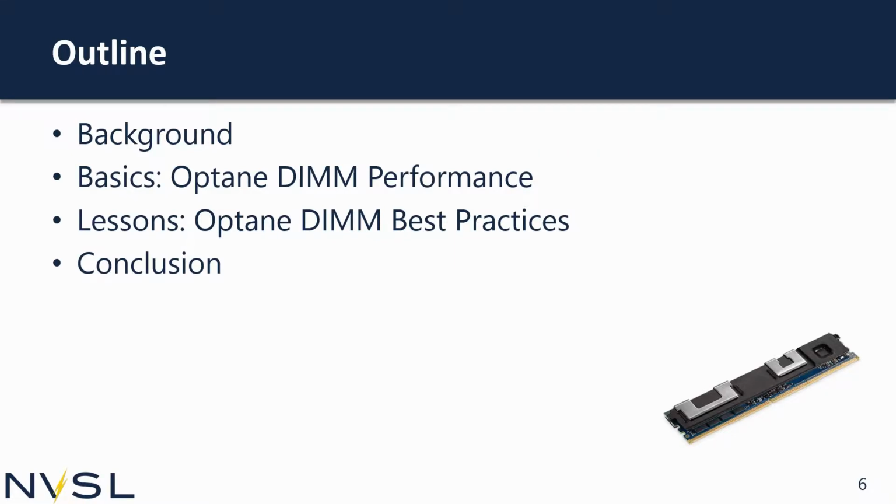So the outline for this talk, I'm going to go a little bit over the background of where Optane DIMMs fit into the machine and what they look like on the inside. We're going to cover a little bit of what the basic performance characteristics are of these devices. I want to extract some best practices that I can share with you, and you can hopefully take back with you to the companies you came from, or you can argue with me about them. It's also valid. And then we'll conclude.